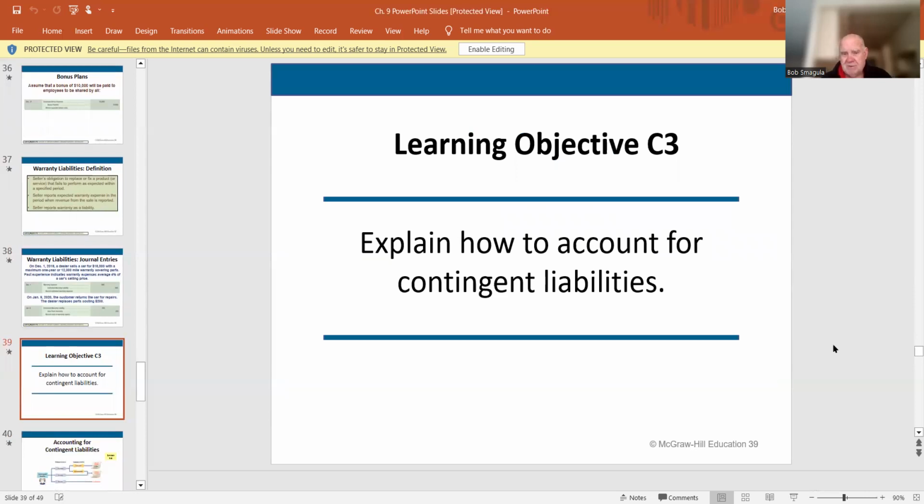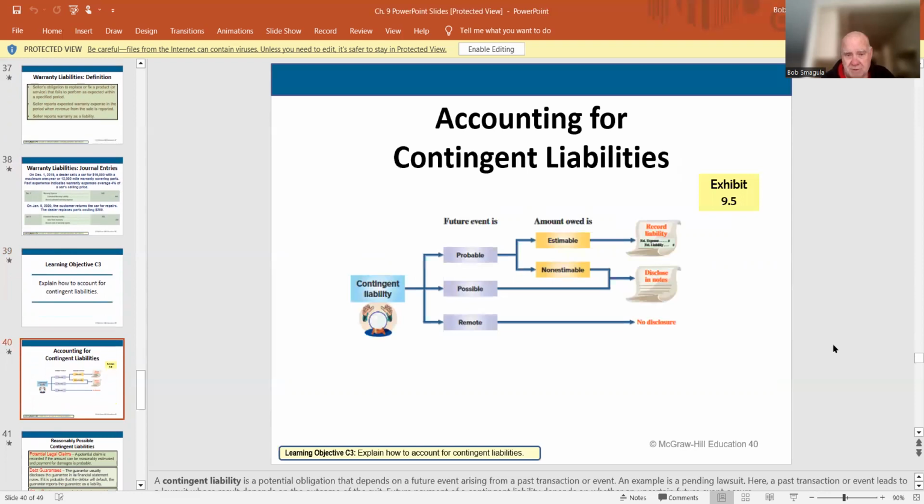Contingent liabilities. These I kind of like. Contingent liabilities. Hope you find this part interesting. Contingent.